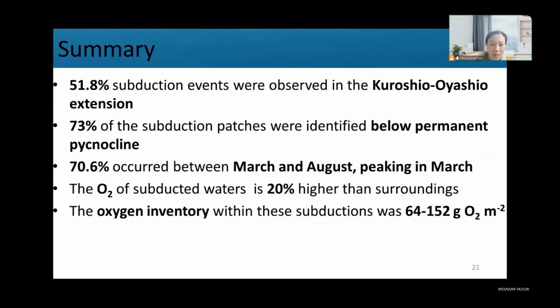So next, we need to work together with the ocean modelers to resolve the full picture of the subduction induced by meso and submesoscale eddies. Right now, these mesoscale and submesoscale processes are not well considered in most of the current biogeochemical models. So further studies are needed for a better understanding of the oxygen transport to the ocean interior via this subduction.